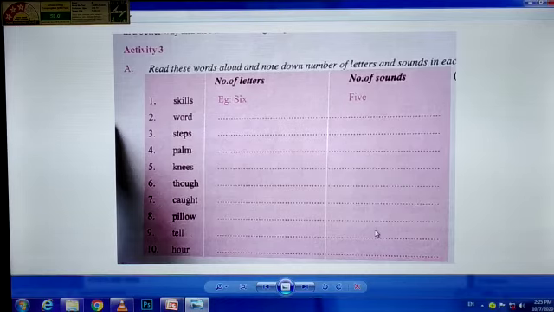And you have the other exercises here. Word, steps, palm, knees, do, cot, pillow, tell, hour, and so on. So you need to just pronounce it louder and count the number of letters, and also write down as a homework the number of sounds.